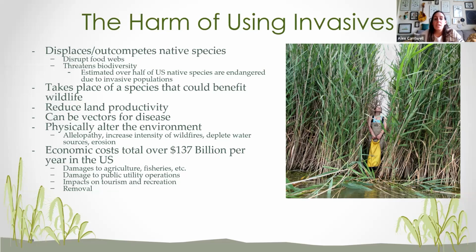These invasive plants are then taking the place of a species that would benefit our wildlife. That Phragmites is taking the space of something that could potentially flower and provide a nectar source, or that would provide seed that is a balanced nutritional resource for our birds. So they're taking the place of something beneficial. They can reduce our land productivity. So again, if we think back towards agriculture, they can be vectors for disease. So invasive plants, when they're introduced to an area, can cause and introduce disease.